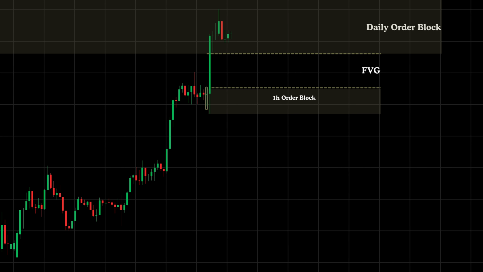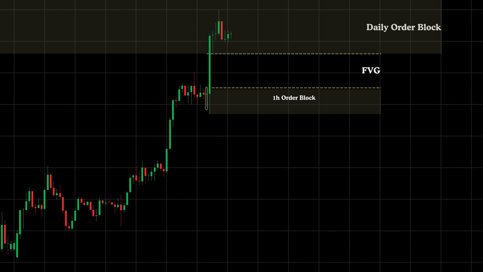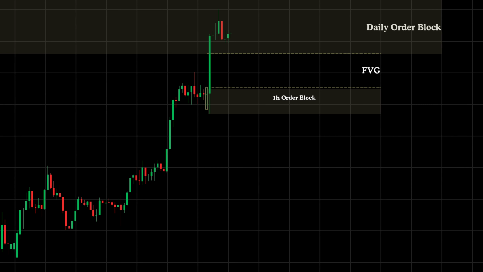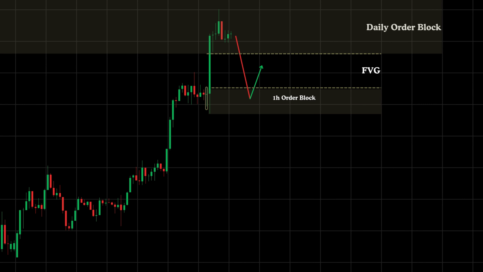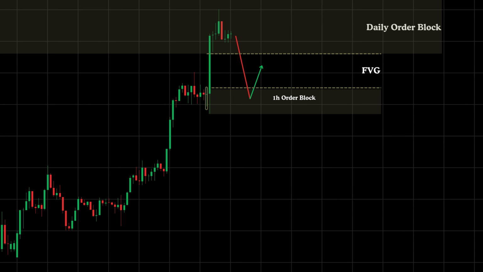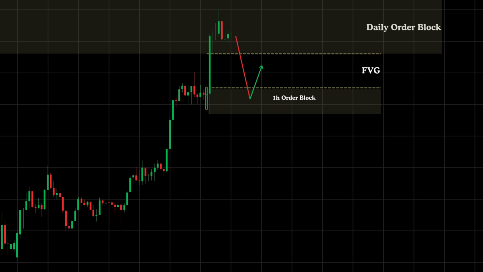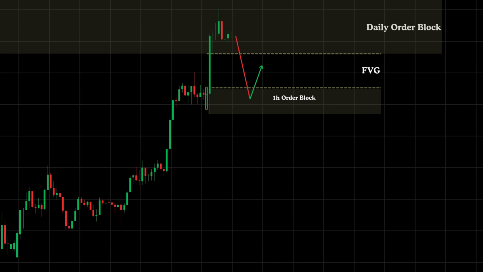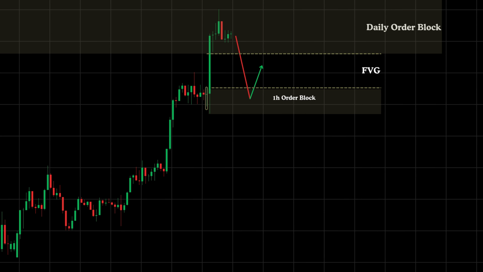We mark the candle responsible for this imbalance as our order block zone. To refine it, we can also include the wick of the following candle within this zone. As price approaches this 1-hour order block, a clash between supply and demand is expected. If price breaks and closes below this order block, it indicates that supply has taken control. On the other hand, if demand holds, price could push higher and potentially break through the daily order block.